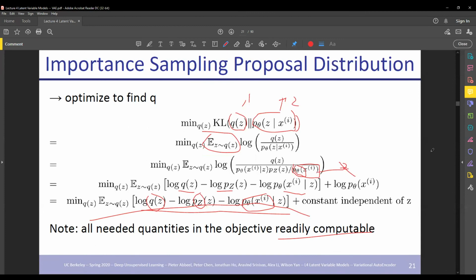Any comments or questions so far? So, is KL divergence going to be the loss function? Do you know, or?